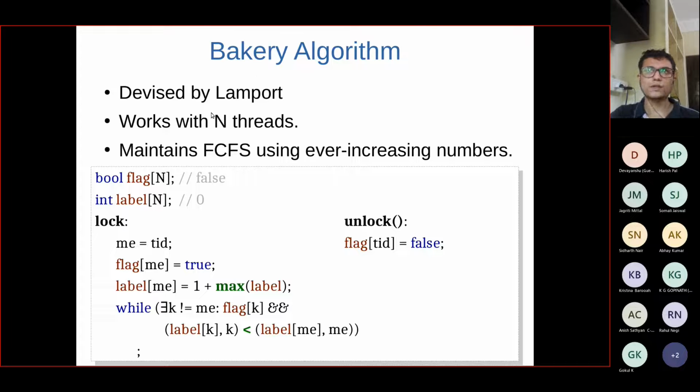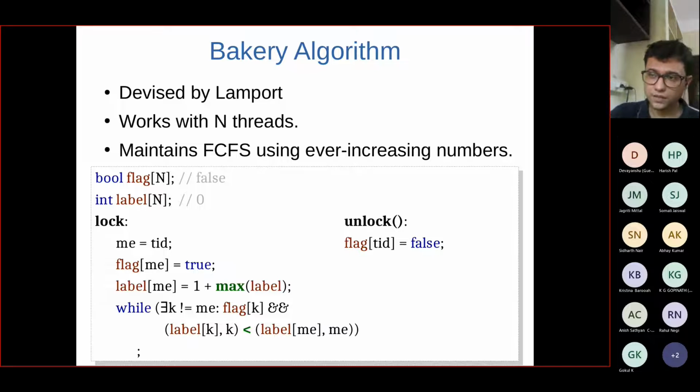This bakery algorithm was devised by Leslie Lamport, and as I said earlier, it works for n threads, not just for two threads. It works for more than two threads, and it maintains something called FCFS, that is first come first serve order. So threads which come first will be served first, similar to how we have in the bakery, right?